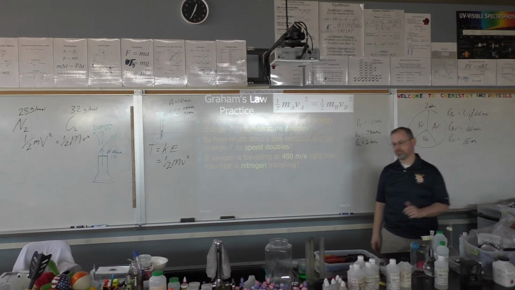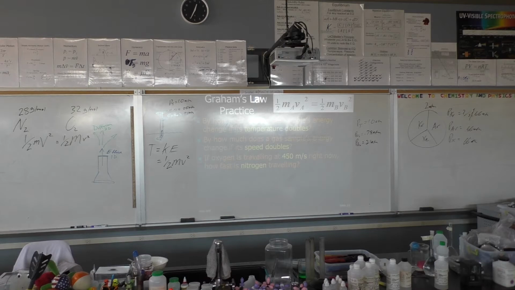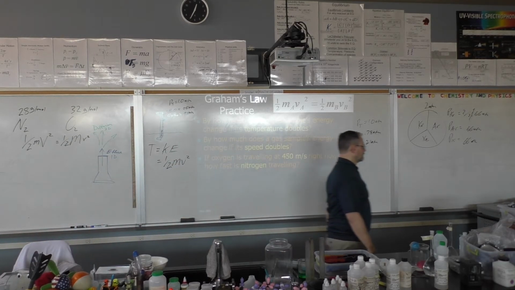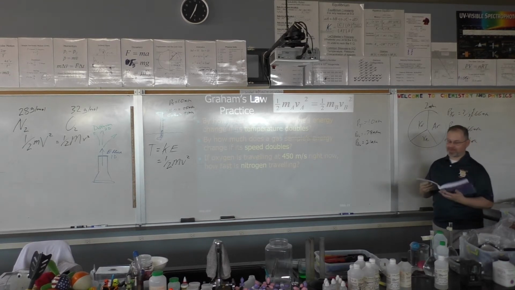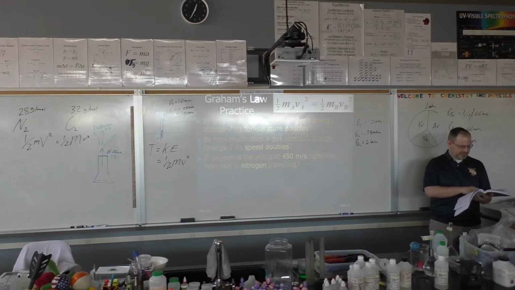So oxygen, nitrogen has to be traveling as fast as O2 is traveling at 450. Not volume, velocity. It has to be fast. But also we need to find a number. You have to mathify it. Good job on the conceptual part, but it's a mathematical problem.